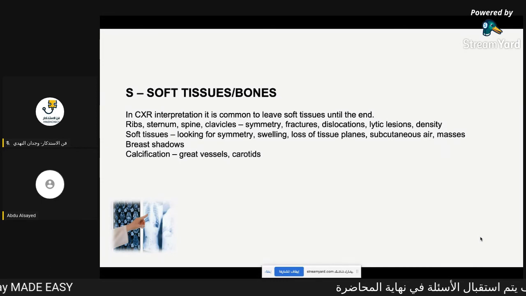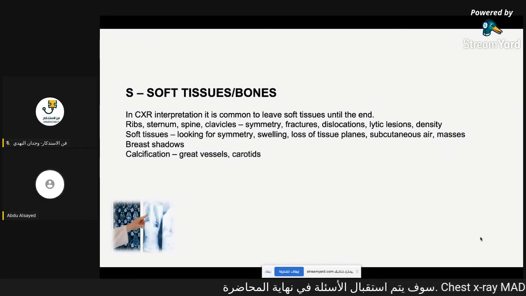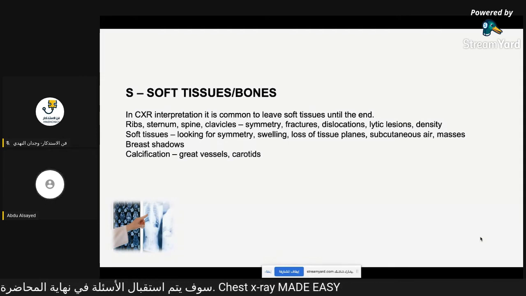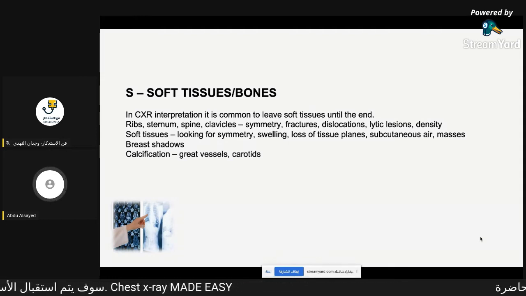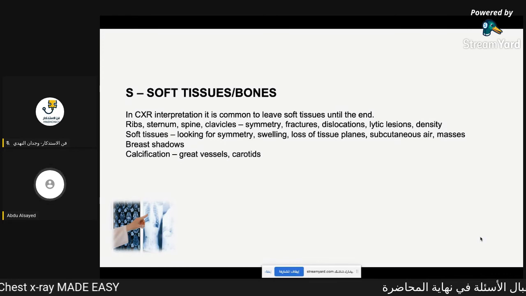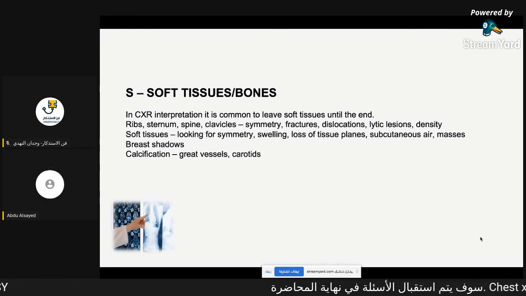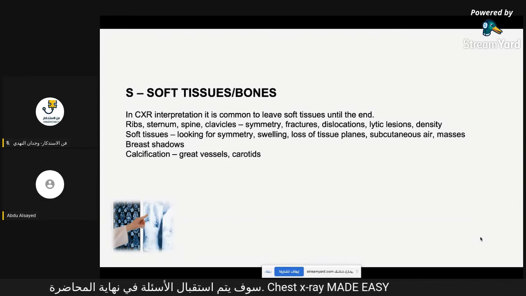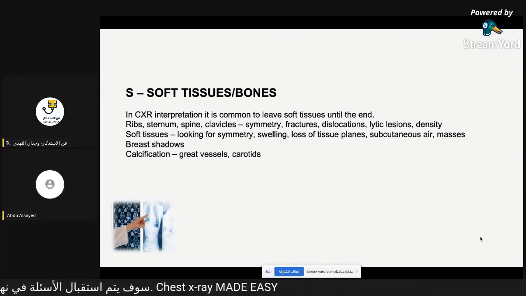Bones are a crucial part. We should comment on them: anterior and posterior ribs, the sternal and clavicular areas, and we should comment on whether there is any deformity, dislocation, any fracture or asymmetrical shape.